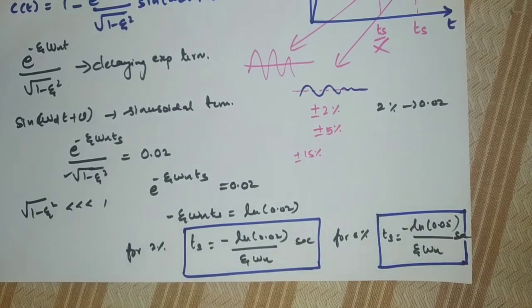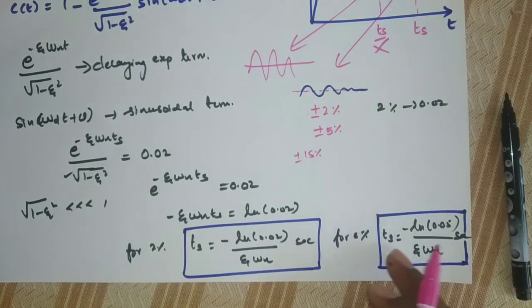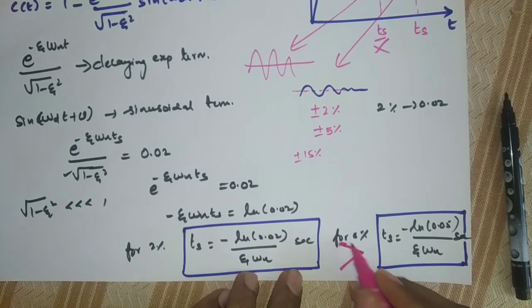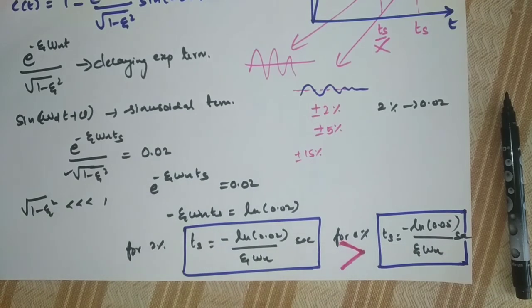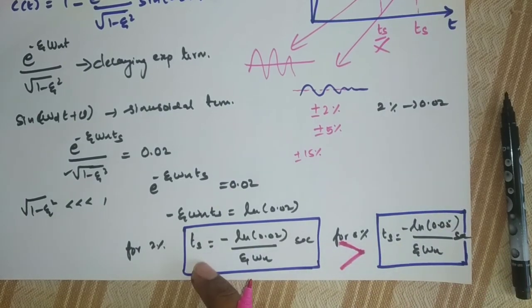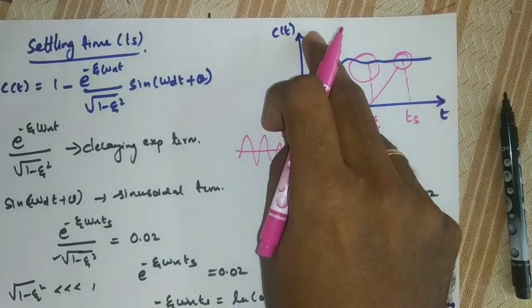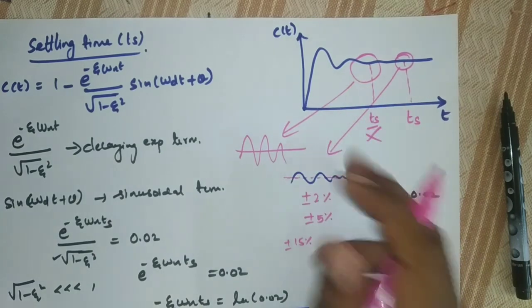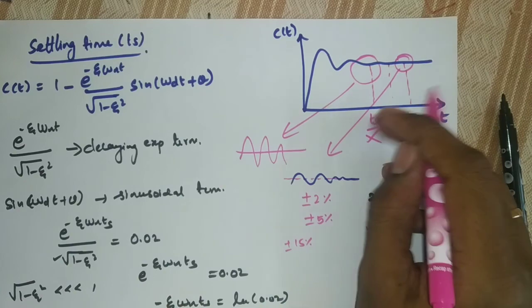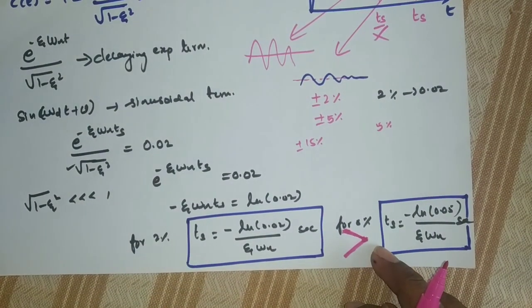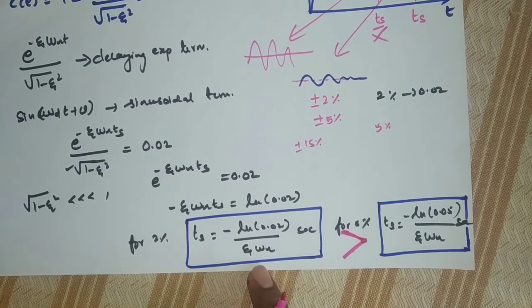One thing you have to keep in mind: the value of Ts for 5% error is always less than that for 2% error. This is very important while solving any problem related to settling time. The settling time at 5% error should be less than the settling time at 2% error, because the error keeps reducing from even 125% and the response settles. Initially it crosses 5%, and after that it will reach 2%. So always keep in mind that the settling time due to 5% tolerance will be lesser than the settling time due to 2% error.